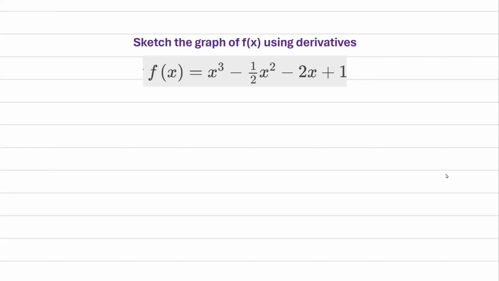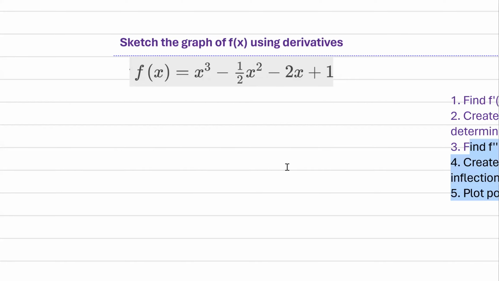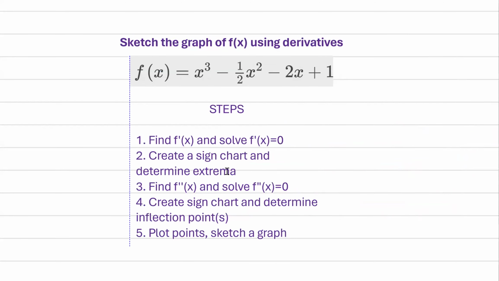How do you graph a polynomial function like this without technology, just using derivatives and sign charts? So there's about 5 steps here that I'll pull over. And we'll follow these, first finding the derivative and finding the critical points using f prime of x equals 0. We'll make a sign chart and determine those extrema, which are just minima and maxima. And then we'll repeat that with the second derivative, which will have critical points that are considered inflection points. And then we'll sketch a graph using those points that we plot.